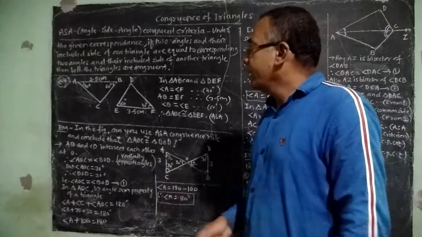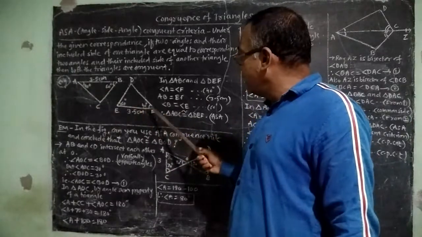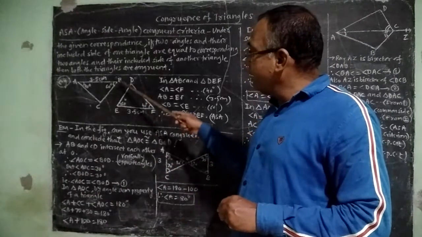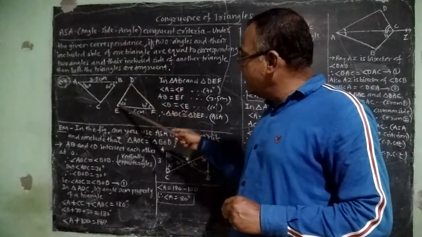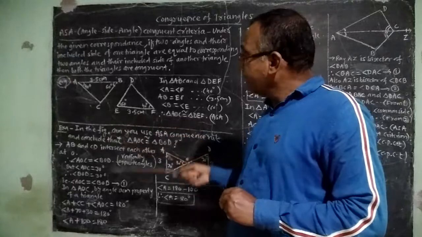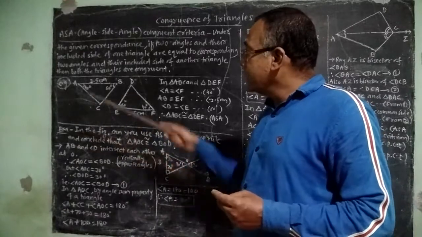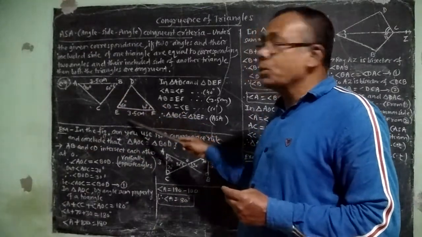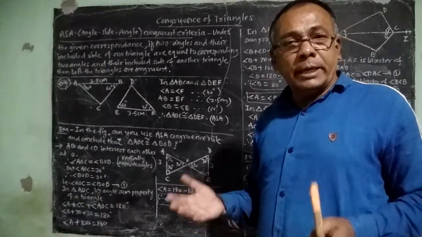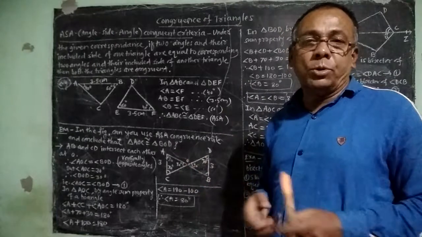Here it is seen that angle A in the first triangle and angle F in the second triangle have the same measure. Similarly, angle B in the first triangle and angle E in the second triangle have the same measure. So they are equal in measure. And the side included by these two angles in both the triangles has the same length, that is AB equal to EF is equal to 3.5 centimeters. And therefore we can apply here ASA criteria so that these triangles must be congruent to each other.